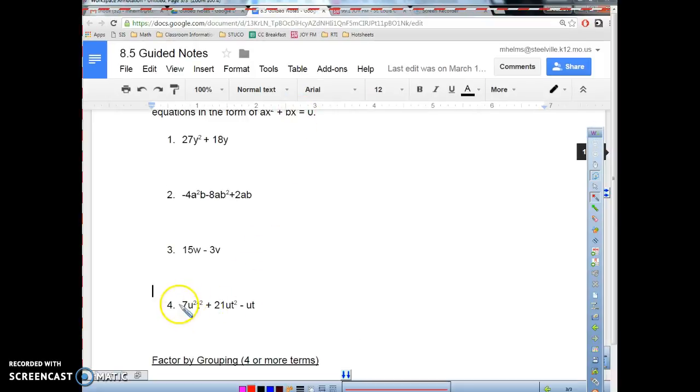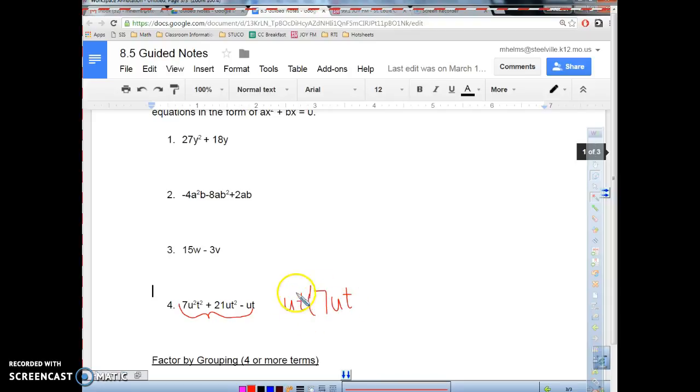Number 4, you're looking for a number that's in common with 7, 21, and 1, and there's not one, so then we go to our letters. This has a u squared t squared, u t squared, and u t. So we know that the u t is in common with them. So then you ask yourself, what times ut gives me 7u squared t squared? And so that's going to be 7ut.